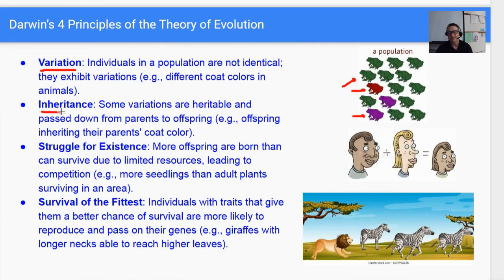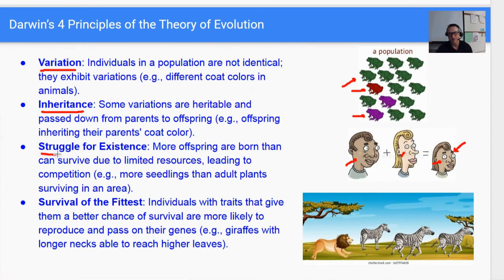Number two, inheritance. That means these traits, these variations, are heritable. They're able to be passed down to your offspring. So if you're a green frog and you stay alive because you're green, because maybe predators can't see you in the plants since you blend in, you're camouflaged, you're able to pass down your green color to your baby frogs. You can see in this picture, this guy right here and this lady had a baby. Their kid looks like he or she, I can't really tell, got the skin color of dad, got the nose of dad, got freckles from mom. So all these traits are heritable. They're able to be passed down from parents to offspring.